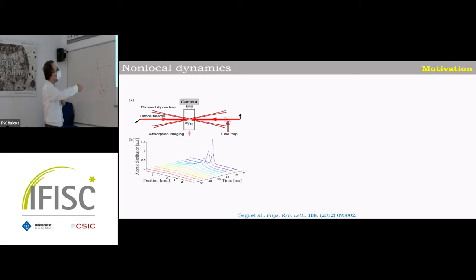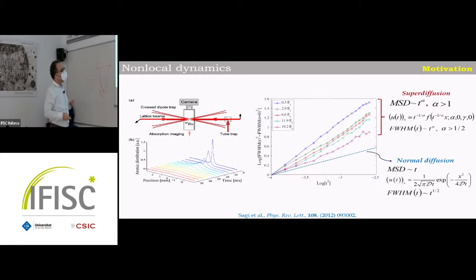They have a setup of lattice beams and so forth. And what they observe is that the diffusion of these atoms was far from normal. If the full width at half maximum of the atoms were diffusing as a normal diffusion, a typical Gaussian diffusion that we study in school, we would observe this curve here. So the mean square displacement scales linearly with time, the solution is just a Gaussian, and the full width at half maximum scales with the square root of time.